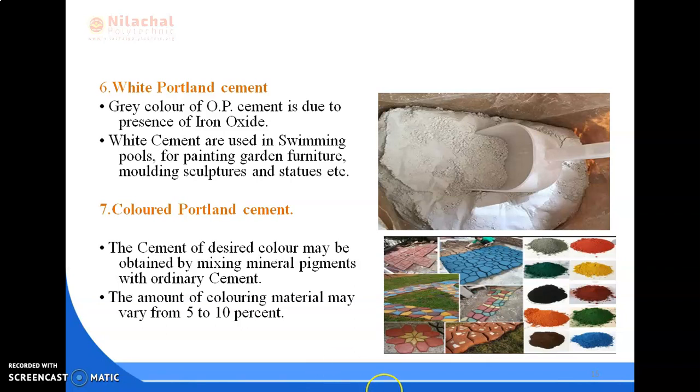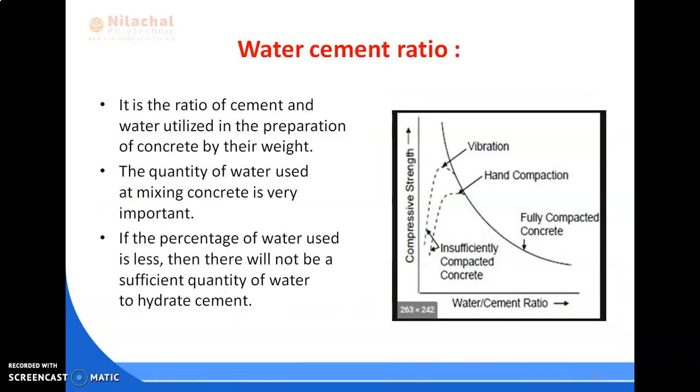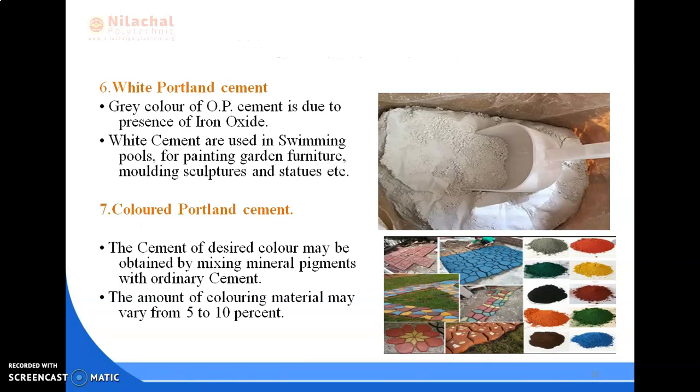Next is colored Portland cement. Cement of the desired color may be obtained by mixing mineral pigments with ordinary cement, and the amount of coloring material may vary from 5 to 10%. If this percentage exceeds 10%, the strength of the cement is affected. Iron oxide in different proportions gives brown, red or yellow color. Colored cement is widely used for finishing of floors, window sill slabs, stair treads, etc. So these are some types; more types of cements are also available, like expansive cement, high alumina cement, and pozzolanic cement.